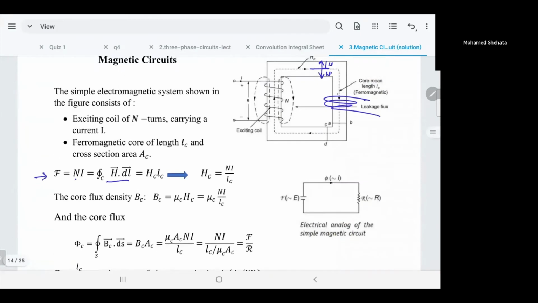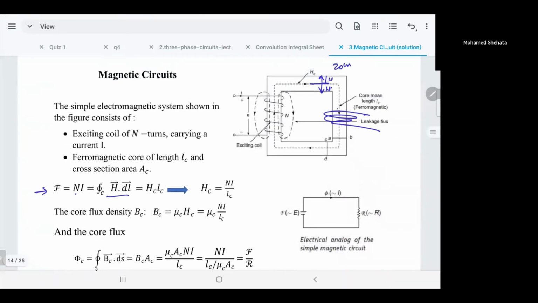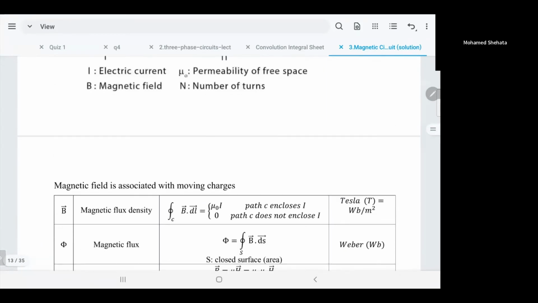We said that the magnetomotive force is equal to NI, and according to Ampere's law, it equals HdL. In this case, you have only one H and one L. You calculate this L, and from this you can find H, the field intensity, which will be equal to NI over L. You have the number of turns, like 50 turns, and 10 amps, so you get 500, and then the length. You find the length of this core, let's say it's half a meter. So that will be 1,000. That's HC.